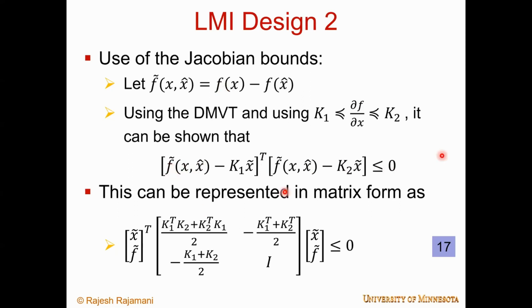So this inequality, you can represent it in matrix form as follows. This basically involves quadratic terms in f tilde, quadratic terms in x tilde, and cross terms involving both f tilde and x tilde. And so therefore, in matrix form, you can represent it as follows, if your vector has both x tilde and f tilde in it. It turns out that this is going to be true even if you swap K1 and K2, and so a symmetric form of this inequality is equation 17.